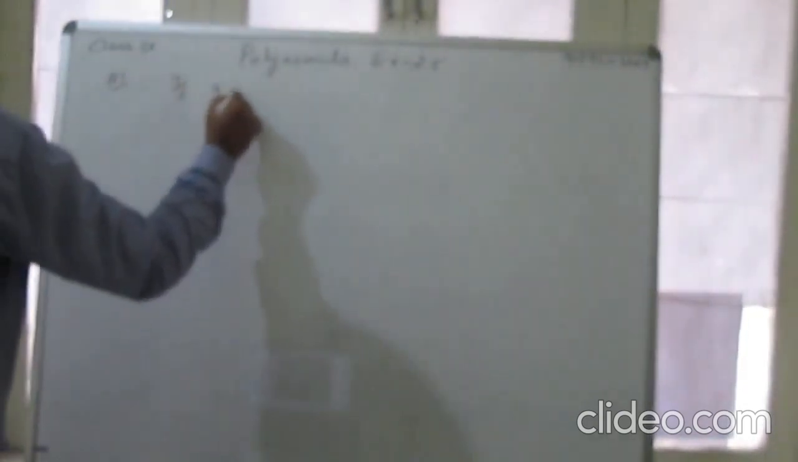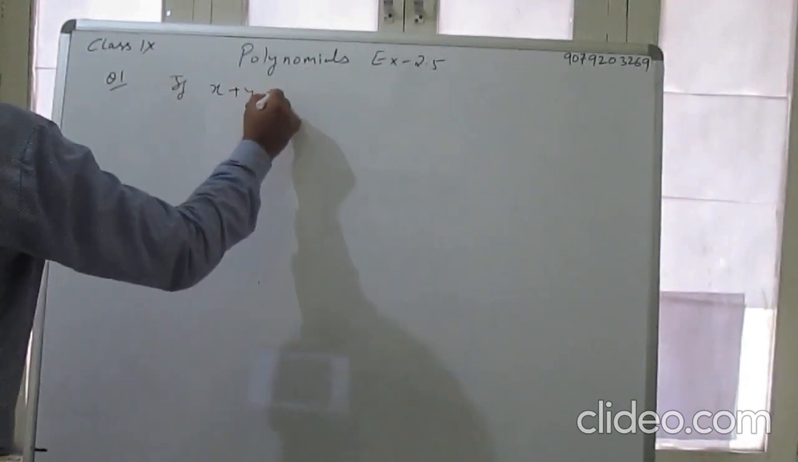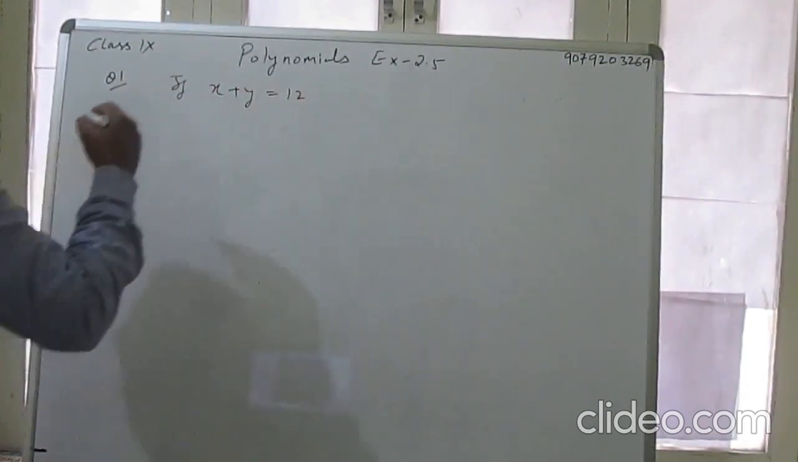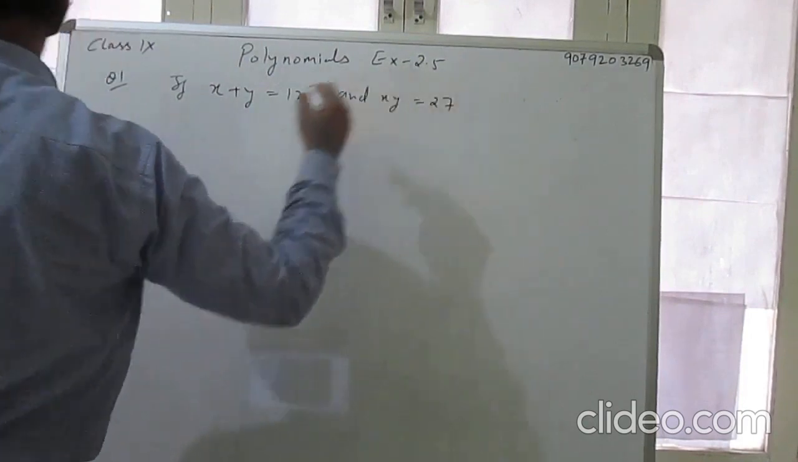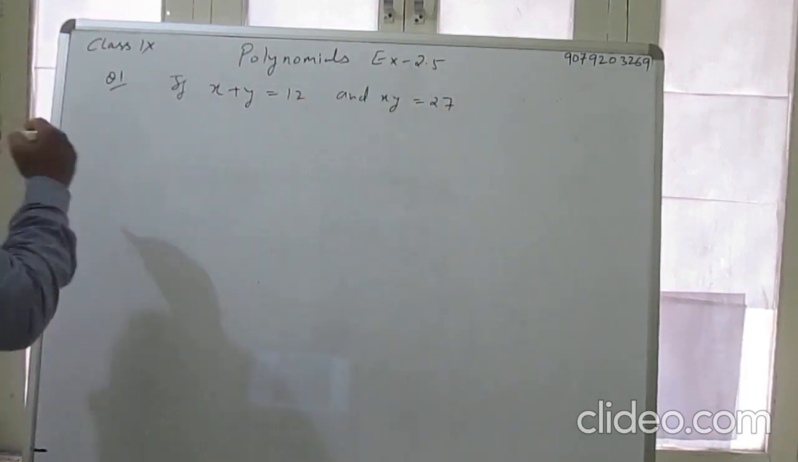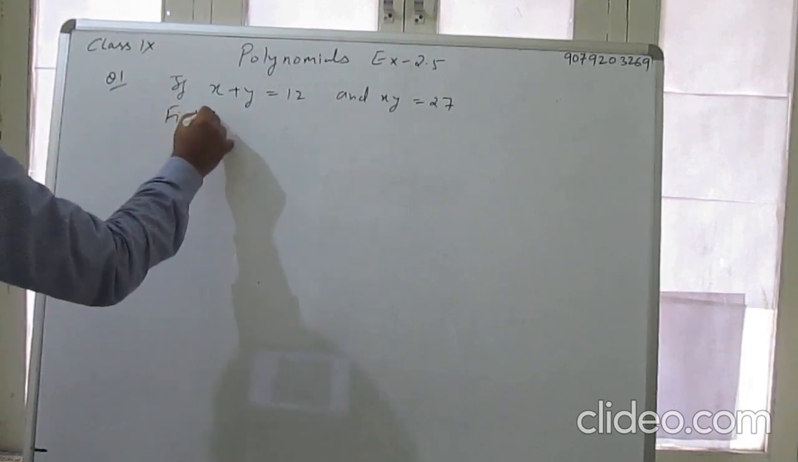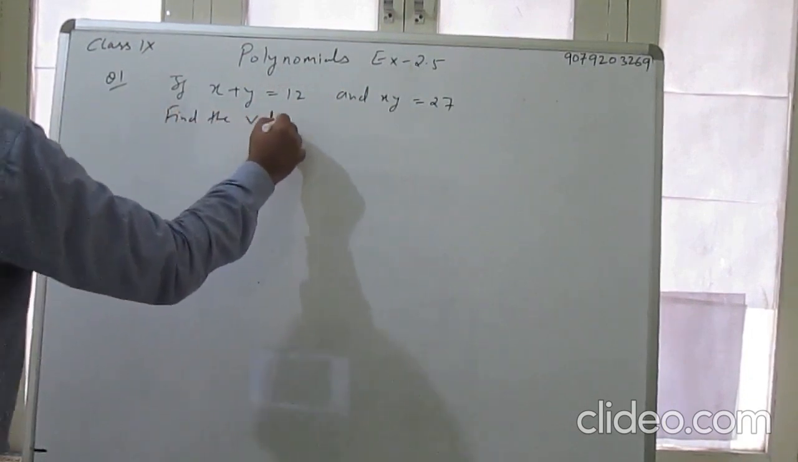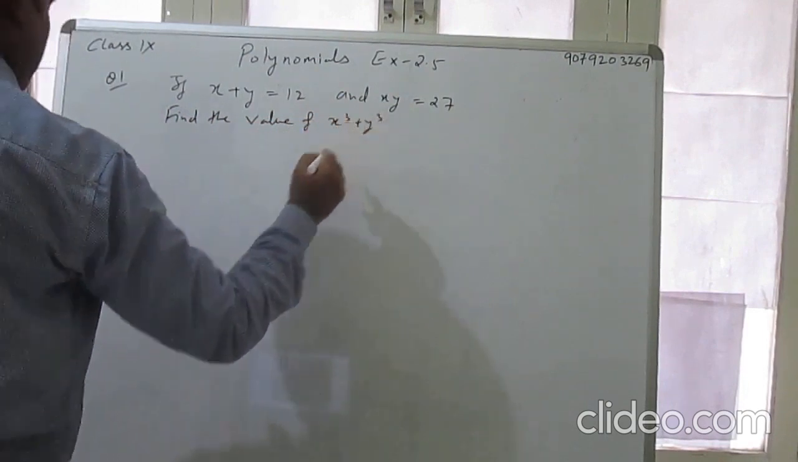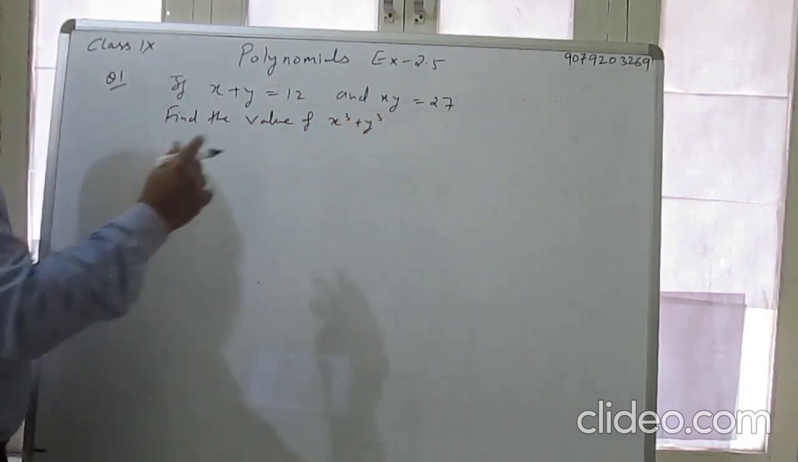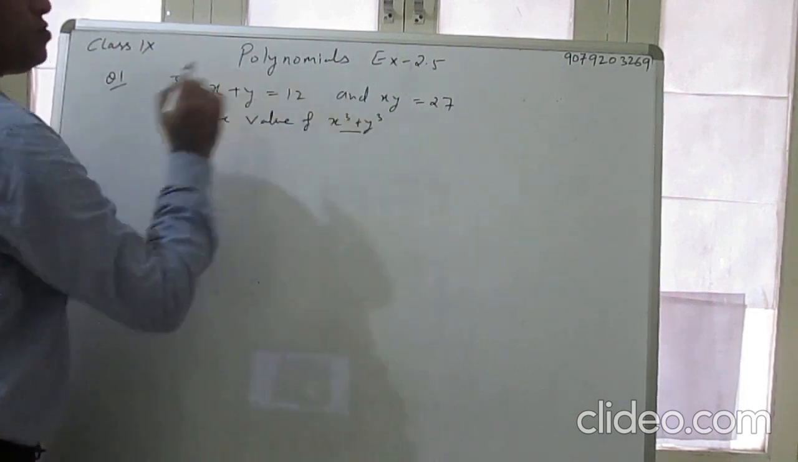Questions from NCERT exemplar. Question 1. You can see that if x plus y is equal to 12 and xy is equal to 27, find the value of x cube plus y cube. See here, find the value of x cube plus y cube.